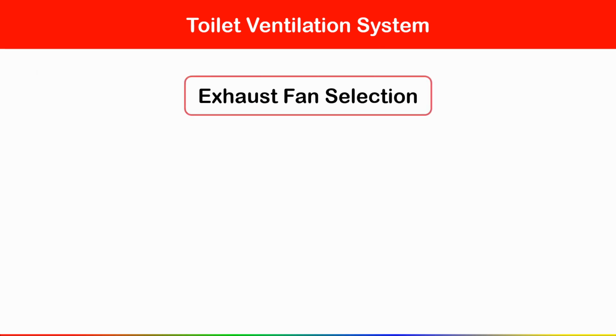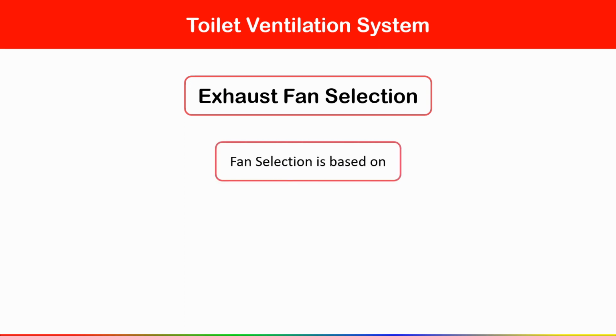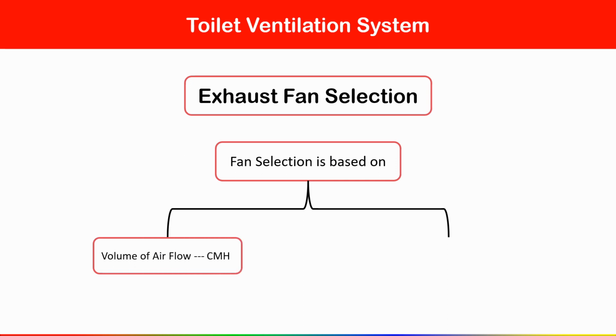Now see how to do the exhaust fan selection. So remember, fan selection is based on what? Here we have two methods for selection of exhaust fan. First, volume of airflow. We have to calculate the volume of airflow in cmh, cubic meter per hour. When you calculate the airflow in this unit, with the help of the catalog you will get the model of that fan, size, throw value, all these things. Okay, this is our first method for the selection of exhaust fan. The second method is what? Static pressure. We have to calculate the static pressure.